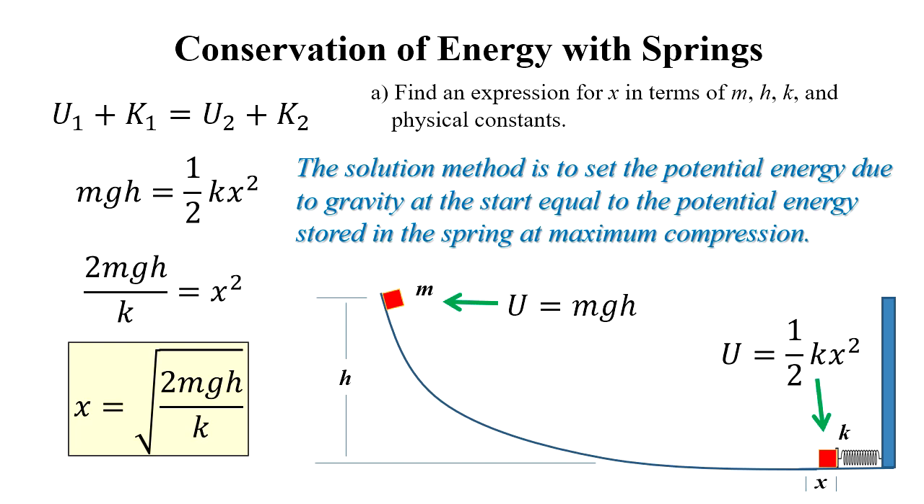There's no kinetic energy at the start, and there's also no kinetic energy at the bottom when the block stops, totally compressed against the spring. So it's basically U equals mgh at the top equals U equals 1/2 kx squared at the bottom. The rest is math, algebraic manipulation, and we come up with our answer. The maximum compression x equals the square root of the quantity 2mgh over k.